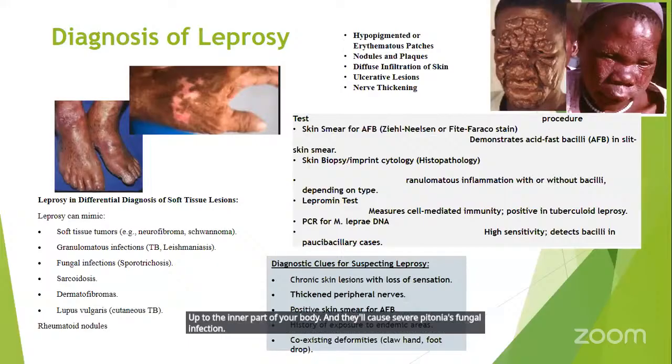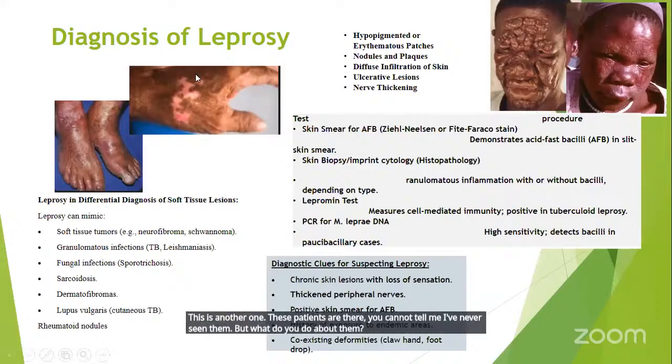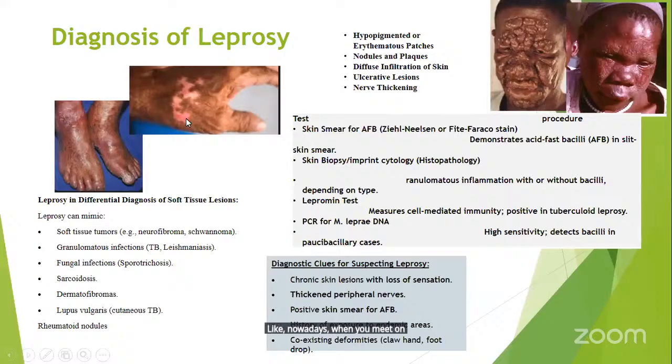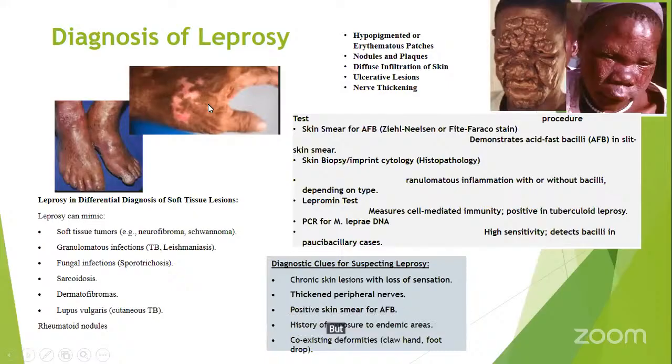This is another one. These patients are there. You cannot tell me I've never seen them. But what do you do about them? Like nowadays, when you meet on the road, you find such patients. And the clinician will just say this is loss of color of the skin, melanoma or something. But they have never done a bacterial diagnosis.